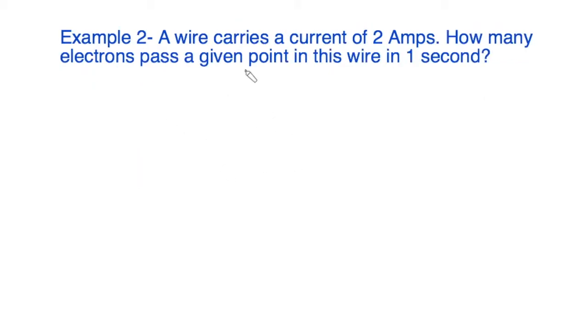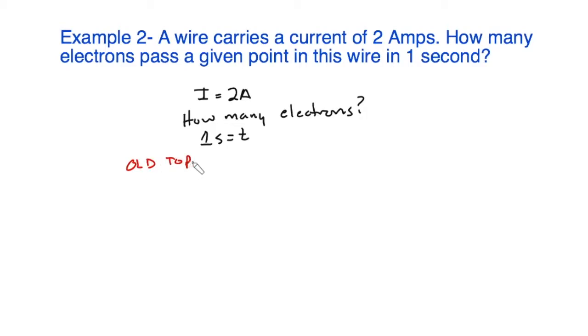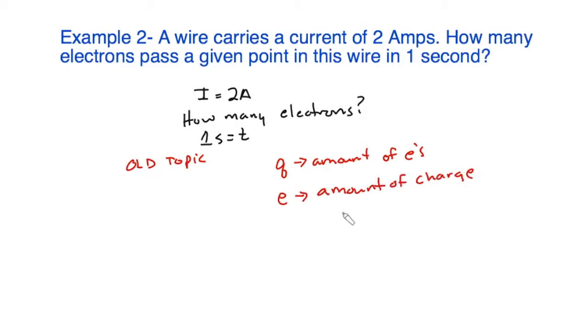Looking at another example, a wire carries a current of I equals 2 amps. How many electrons go by this point in 1 second? Now guys, remember, this is from an old topic, when we had to go from a charge to an amount of E, and we had to also be able to go from E to an amount of charge. Remember where E was an elementary charge.